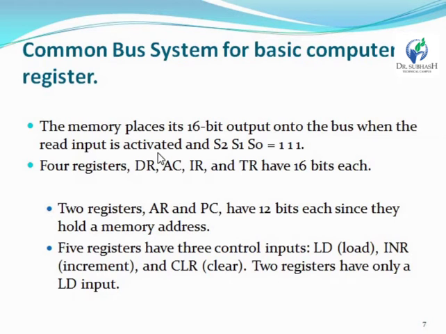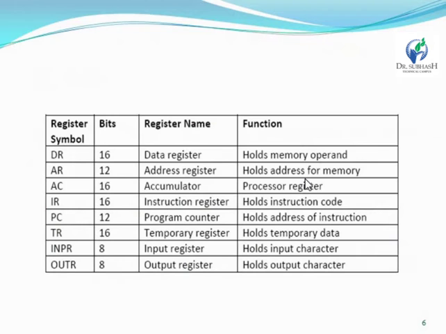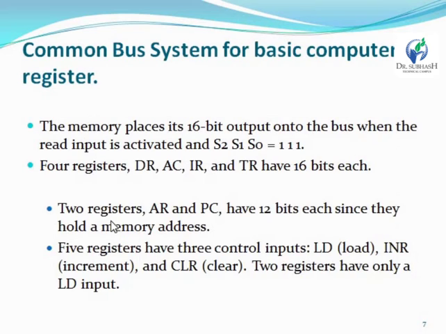So we can show that the memory places its 16-bit output onto the bus system, where the read input is active for S2, S1 and S0 equal to 1, 1, 1. Four registers are used, DR, AC, IR and TR, and they have 16 bits. We can show that here.